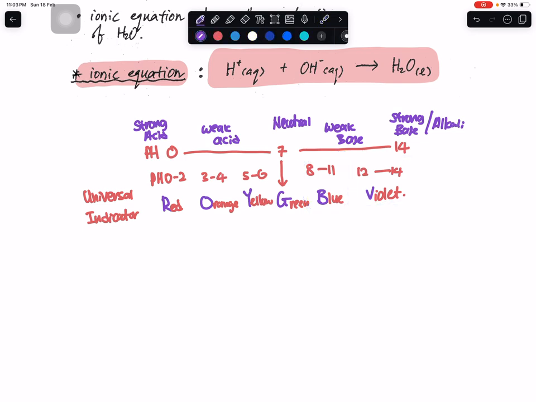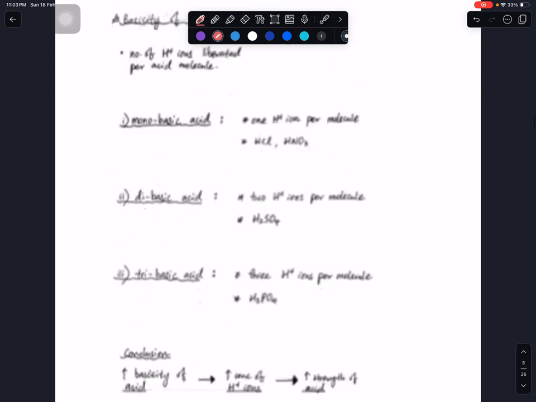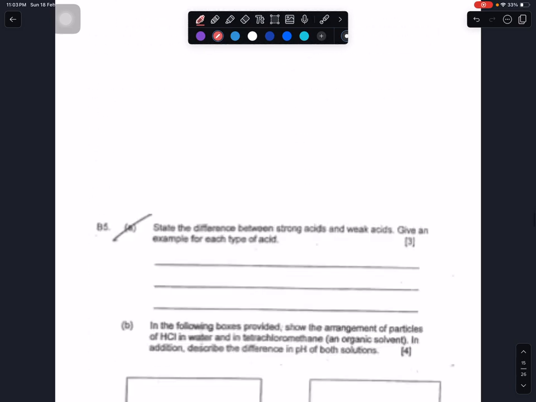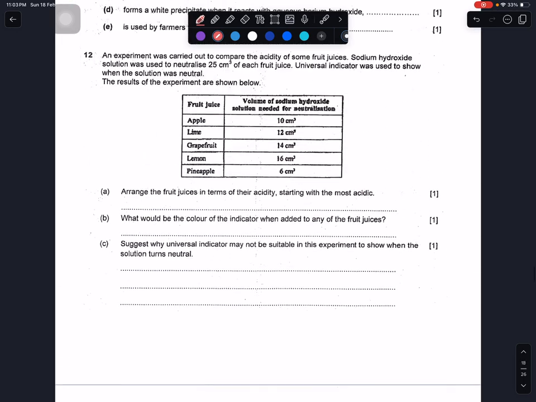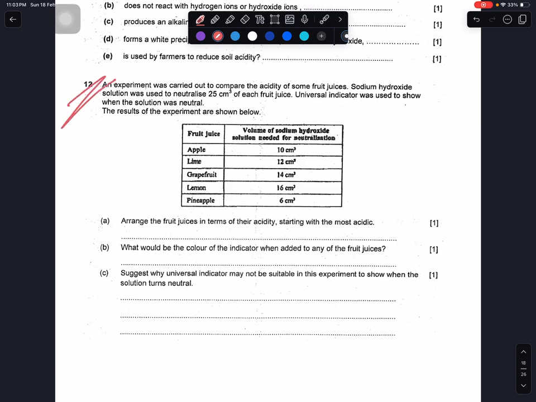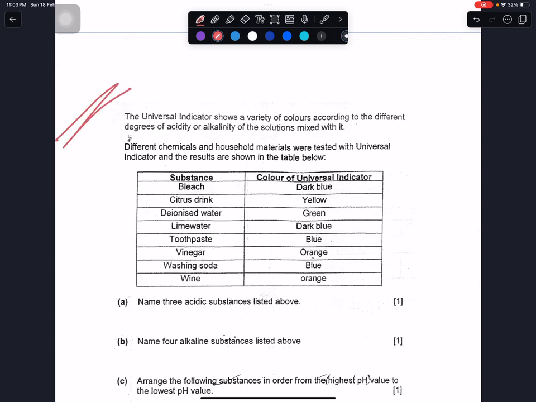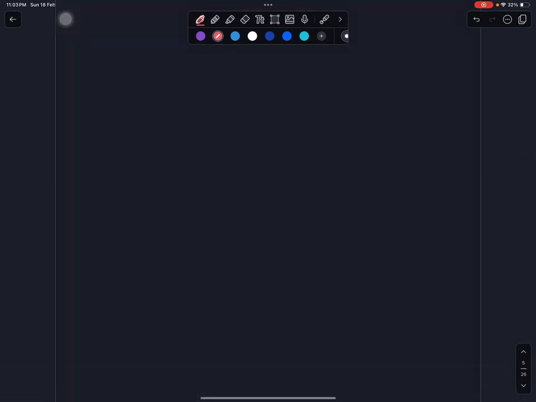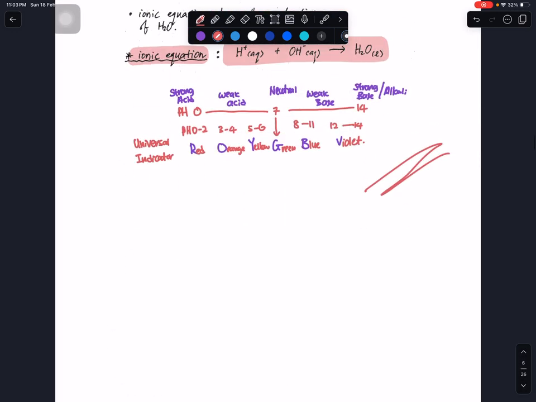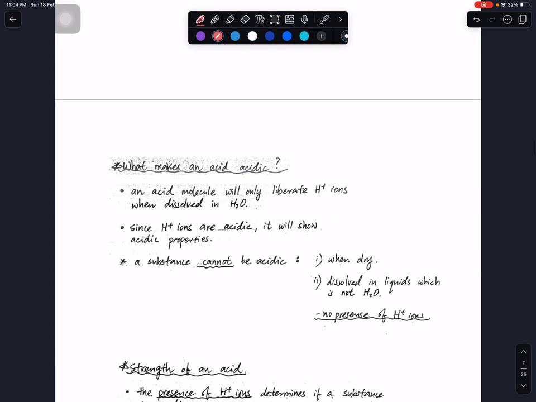Once you are done here, you can let your students try some questions. Which question will we be doing? Let's take a look. Over here, on page 18 and page 19. On page 18, you will do question 12, and over here, page 19. So get your students to do page 18 and 19. Once they are done, check through, and then we'll move on to this part.